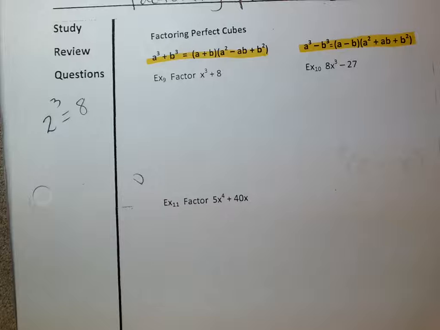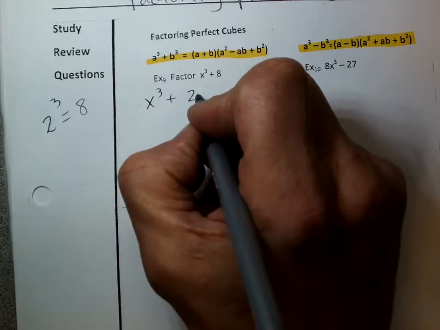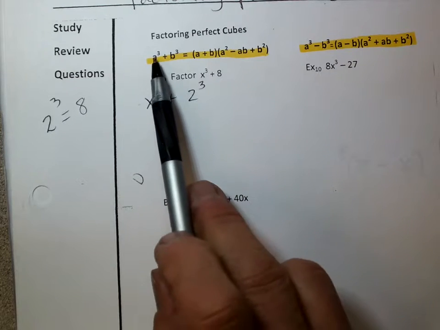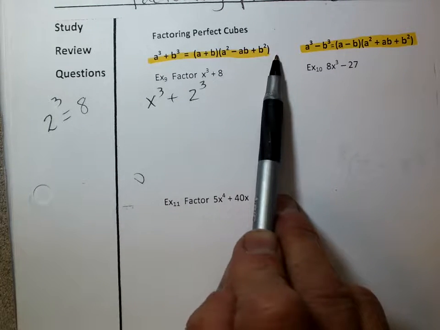Because what I need to do is make it a cube plus a cube. So I rewrite this as an x cubed plus a 2 cubed, right? It has to be a cube plus a cube, okay? So I've got an x cubed plus a 2 cubed, all right? So I'm going to recognize that it is a cube plus a cube. So I need to use this factor formula.